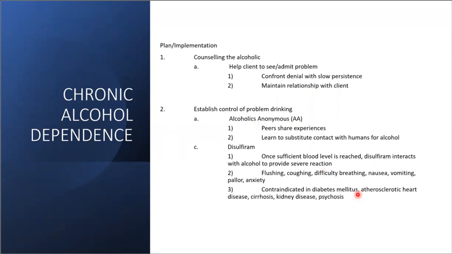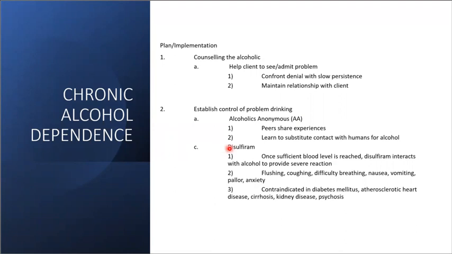We want to refer to Alcoholics Anonymous, where they can get valuable mutual support. So it's a support group for alcoholics. So you have peers share their experiences, peers who are alcoholics. They also learn to substitute the excess alcohol with contacts with fellow humans and colleagues. So that's part of what they will learn in the group. And again, you want to stress living in the present, and they need to stop drinking one day at a time. So you want to encourage stop drinking one day at a time.